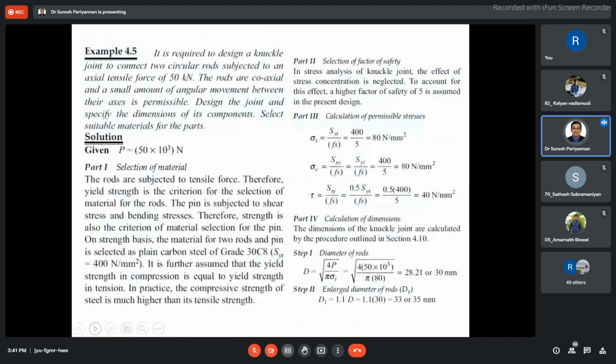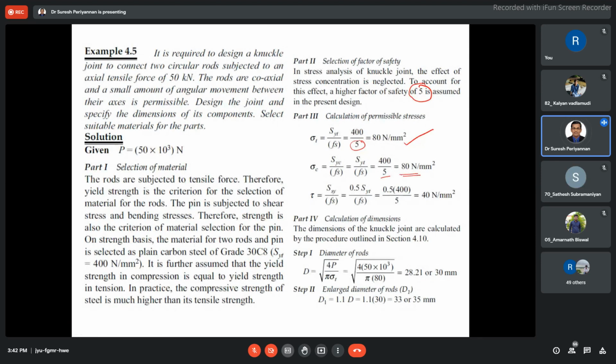Now, we have discussed this factor of safety. We consider a factor of safety of 5 for this problem. The yield strength is 400 Newton per mm squared. With the factor of safety given, this gives the permissible stress. The crushing stress we assumed equal to the yield strength. Hence here, 400 divided by 5 is 80 Newton per mm squared.